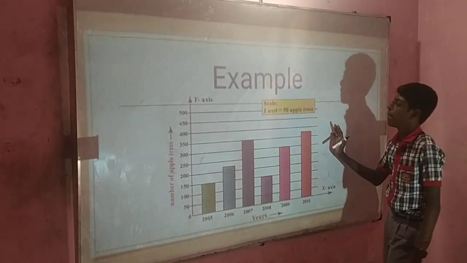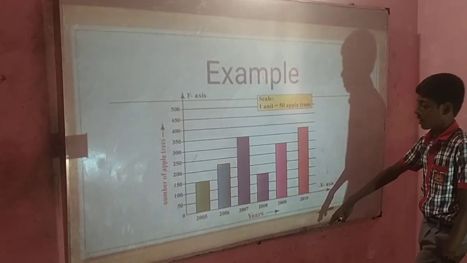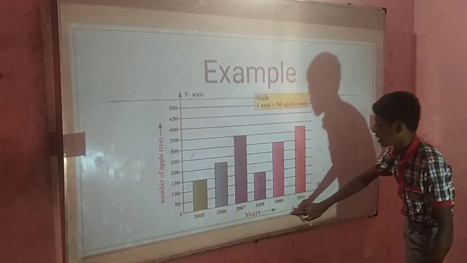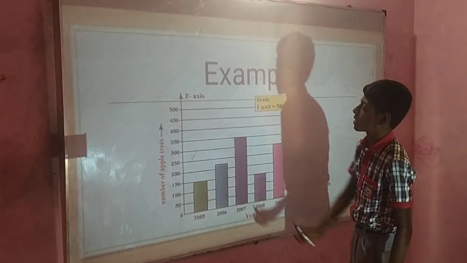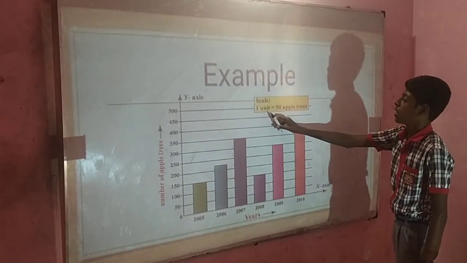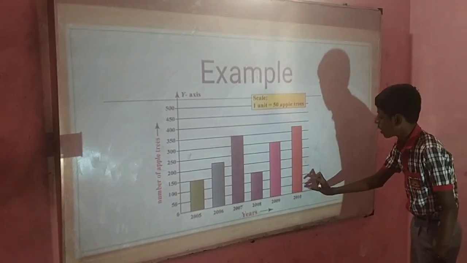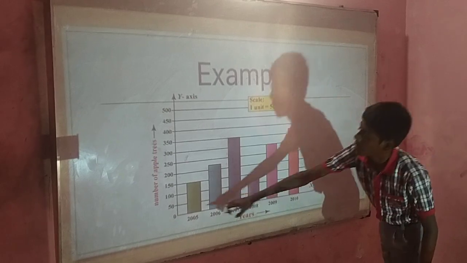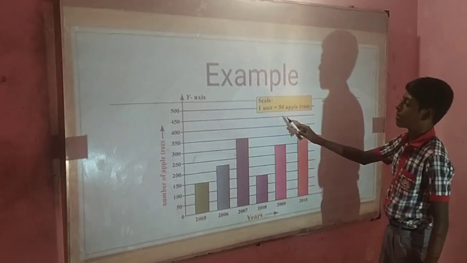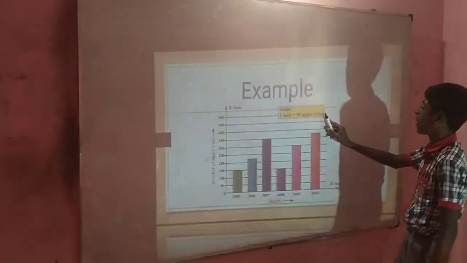So this is an example of a bar graph. These are the different years and the number of apple trees grown in different years. In the scale, 1 unit equals 50 apple trees. So in this bar graph, 1 unit represents 50 apple trees.